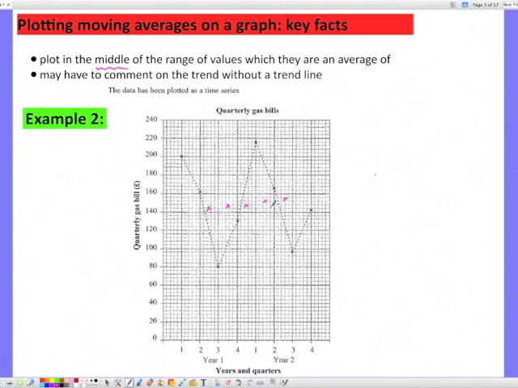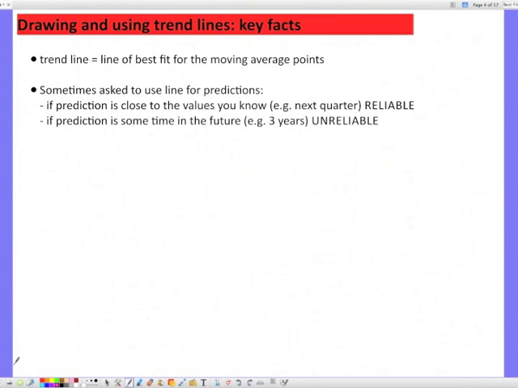which is about there. Now you may have to comment on the trend without an actual trend line. So we can see here that the trend is going up slightly. Obviously the scale here, the numbers are quite close together, but the trend is increasing slightly. So once we've got that point on, we may have to draw an actual trend line, and this is a line of best fit for the moving averages.